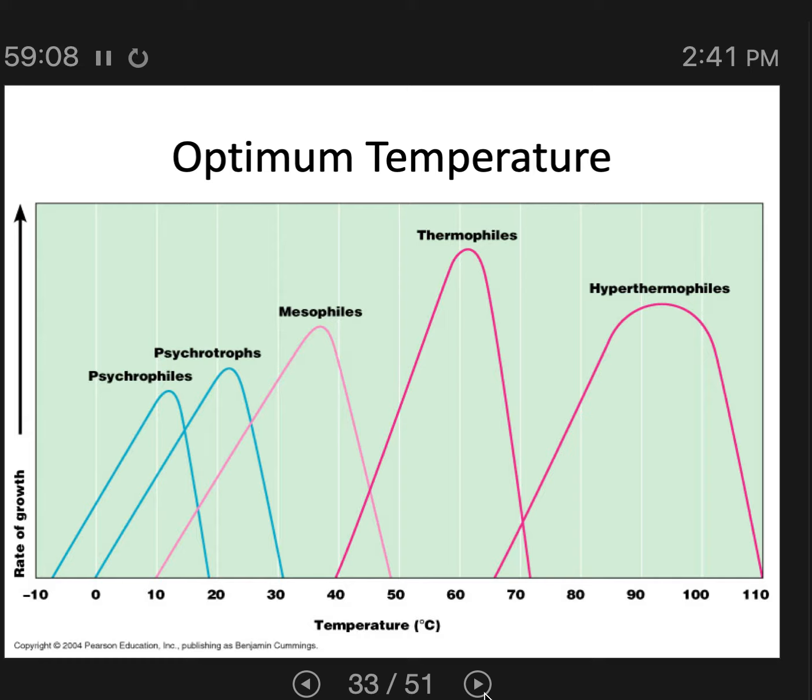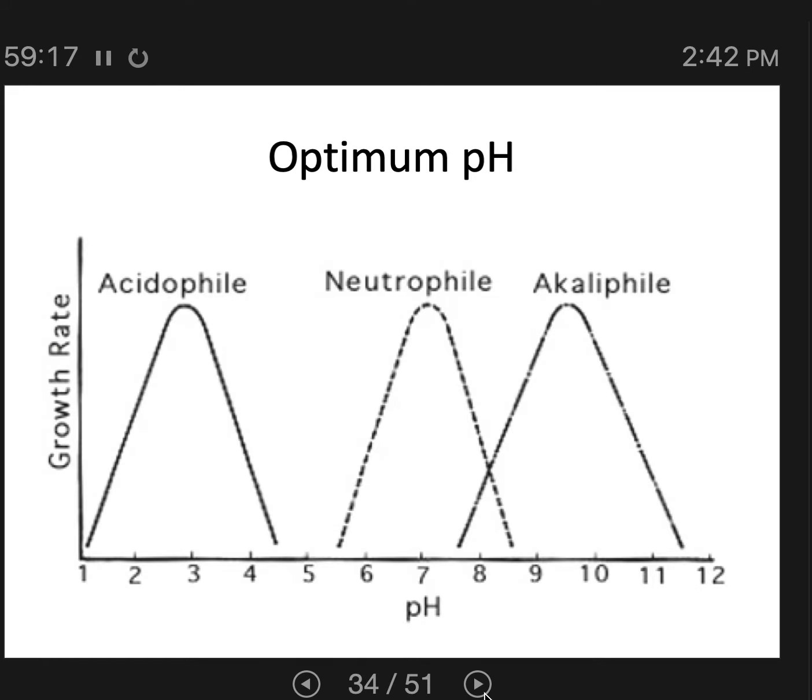So we've covered why there are different optimal temperatures for different microbes. Primarily, it's the plasma membrane and enzymatic activity. So now let's talk about why there are optimum pHs for different microbes.